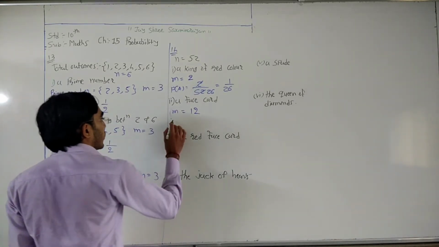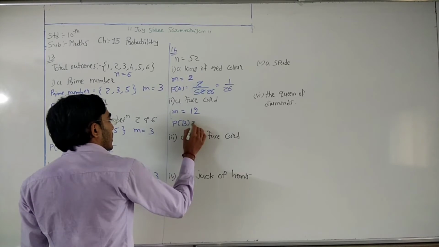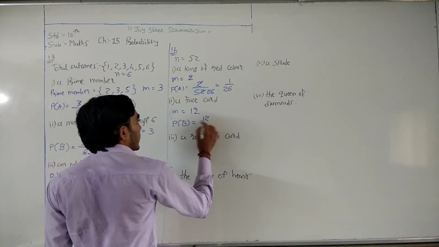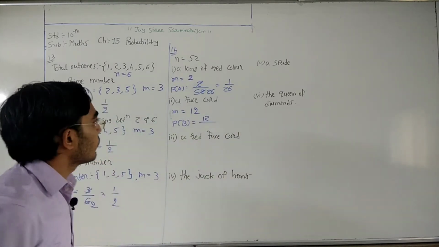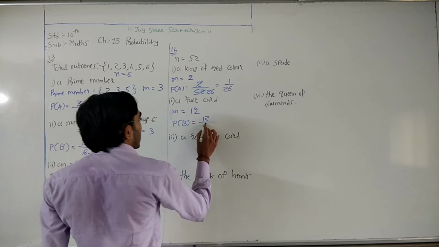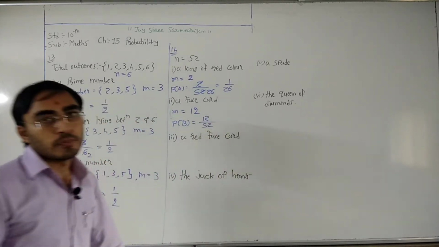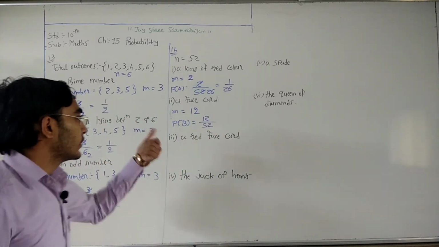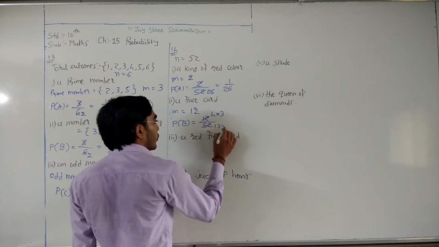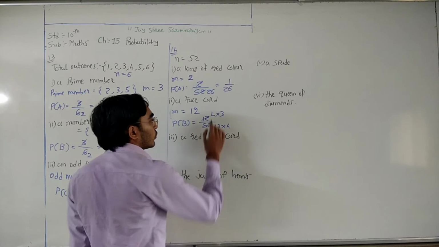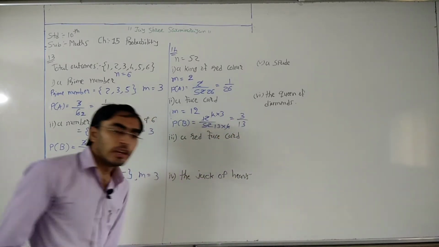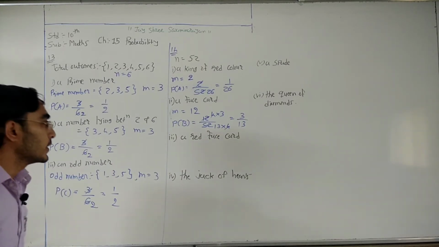Okay. Now probability of the second question. Here our favorable outcomes is 12 divided by total number of outcomes 52. So 12 by 52. Okay. We can simplify it. 4 threes are 12 and 13 fours are 52. So 4 and 4 cut. In numerator 3 and in denominator 13. So 3 by 13.